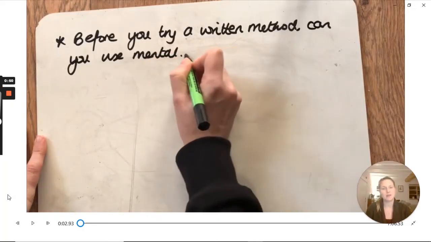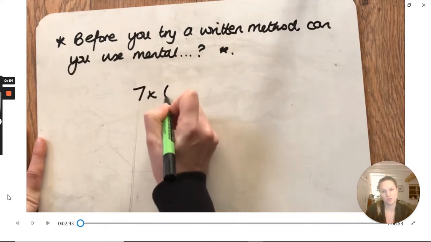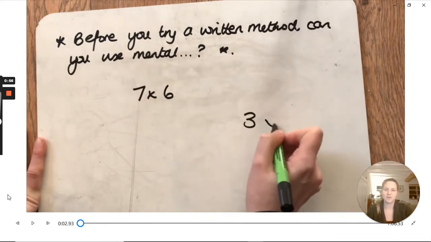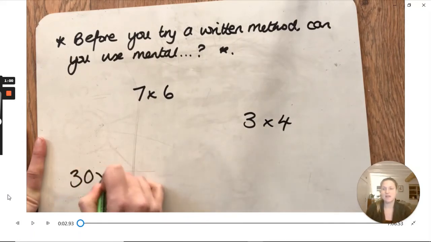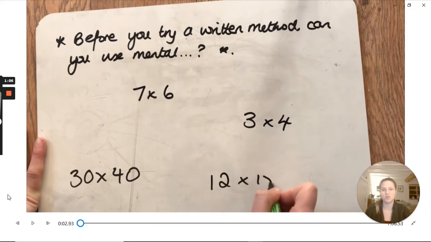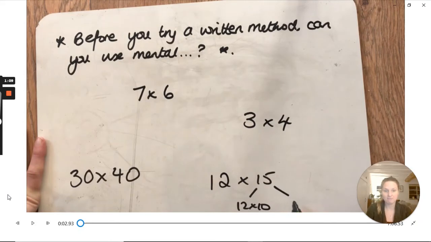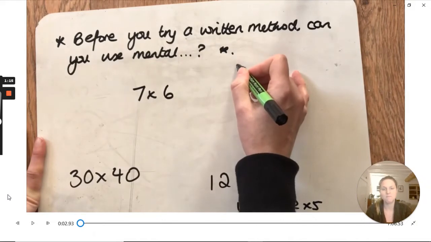Before you try a written method, always consider, is there a mental method that you can use? So for example, we might have something like 7 times 6 or 3 times 4 where we know our times tables. There might be related facts like 30 times 40, where we know that's going to be 100 times bigger. There might be numbers that we're familiar with partitioning, so we could do 12 lots of 10 and 12 lots of 5 to work out what 12 lots of 15 were.